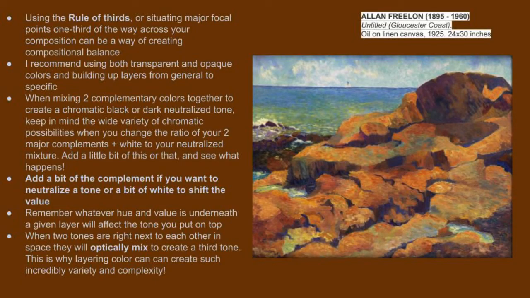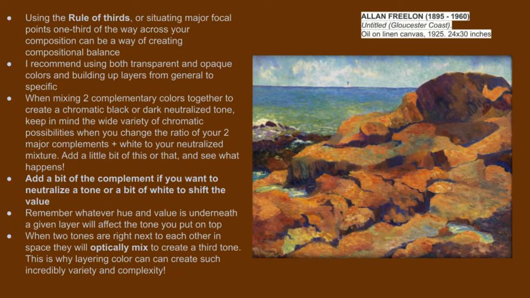When you're composing, which is probably going to be during your underpainting stage, I recommend using the rule of thirds, or situating your major focal points 1/3 of the way across your composition, which can be a way of creating compositional balance, but also leading your viewer's eye through the space with a sense of movement and balance. I also recommend using both transparent and opaque colors. So sometimes using a bit more of your medium with your tones, but sometimes laying it on pretty thick in order to create a wider variety of tones. Remember that when you add a little bit of white to any tone, it'll generally make it a bit more opaque.